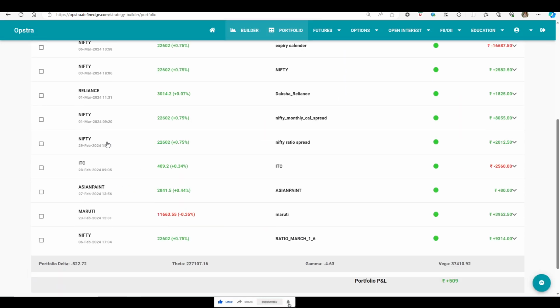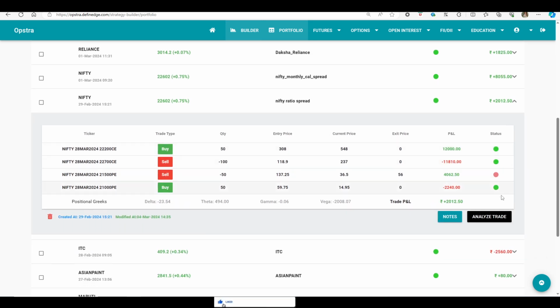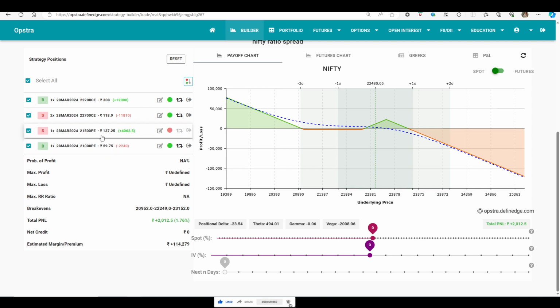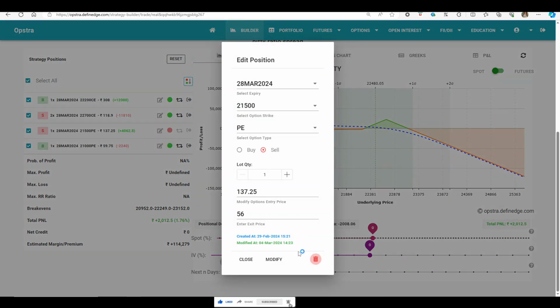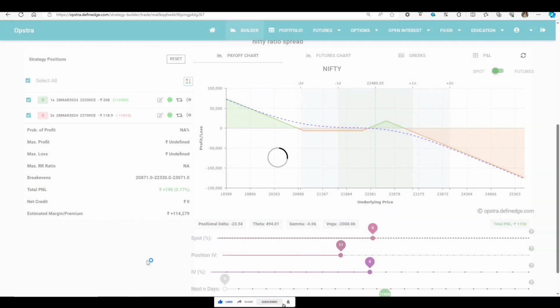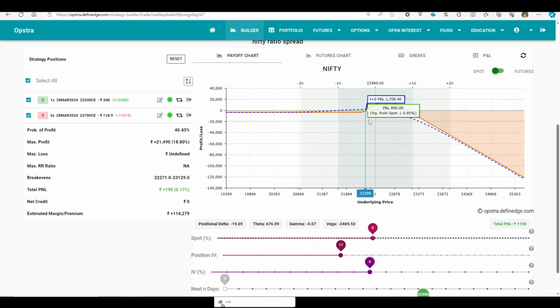See, this is the ratio spread I made. Since I was in a biased mode, yesterday I booked this put option. You assume this put option is not there. So I am a little bullish biased. What I did, I bought for 300 and I sold 118 into 2. That is 232 points, but 80 points less is there.